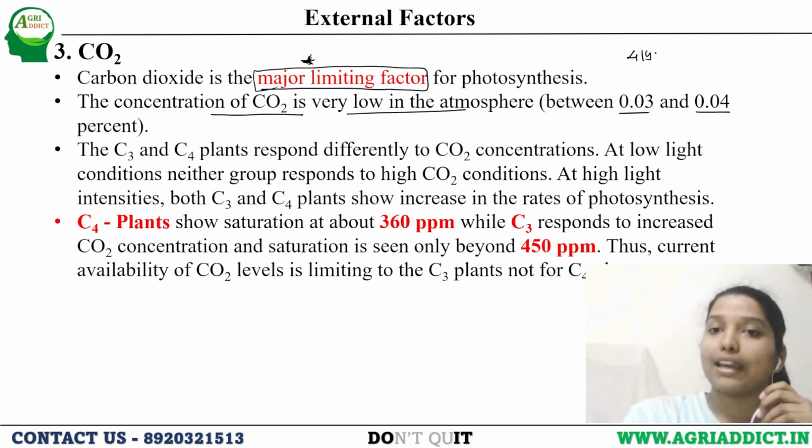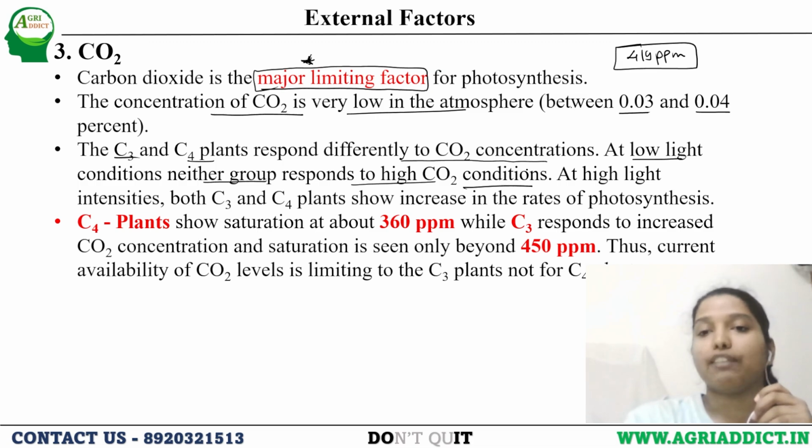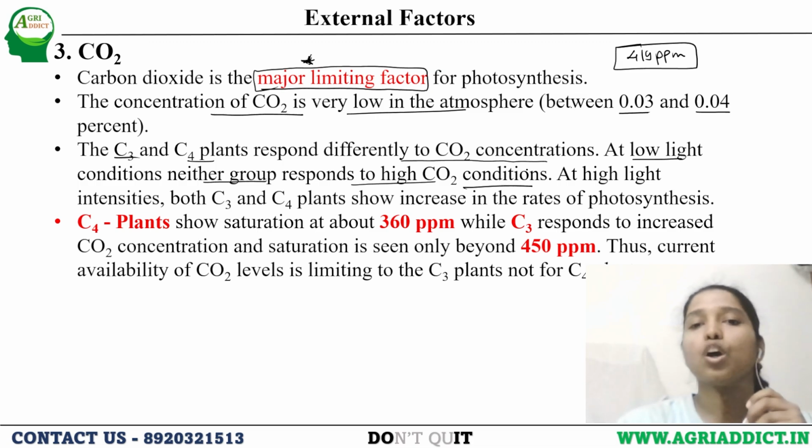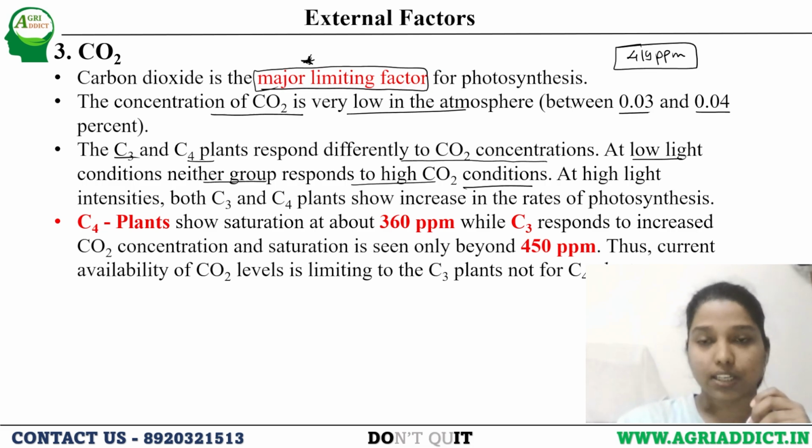Currently it is 419 ppm. Okay, this is 419 ppm. This is the parts per billion concentration. So the C3 and C4 plants respond differently to carbon dioxide concentration. At low light condition, neither group responds to high CO2. If the light intensity is low, neither C4 nor C3 will respond to the high carbon dioxide condition.